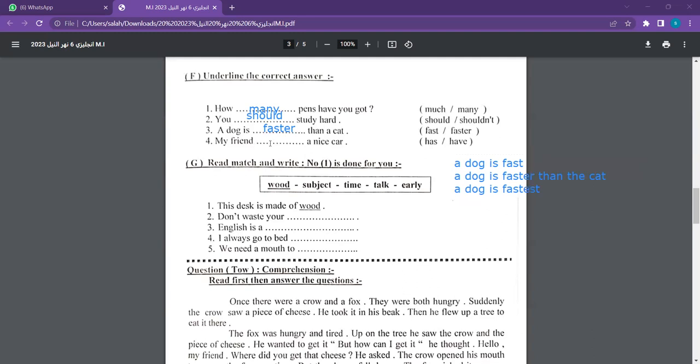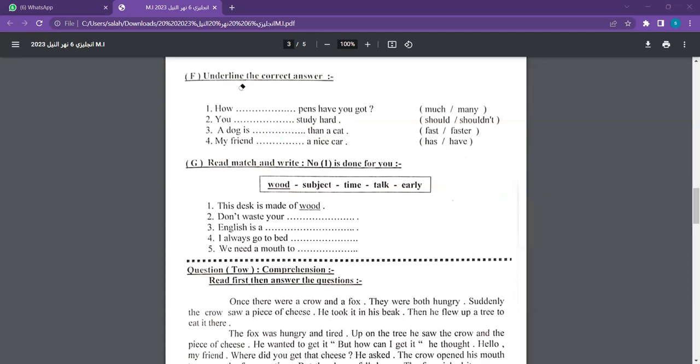Okay, number four, my friend dash a nice car. Has or have? Remember when we can use has and when we can use have, as I said for you. Is my friend singular or plural? Singular, yes. We use has with the singular. That means here I will say my friend has a nice car. Okay, very good. Thank you, my dears.